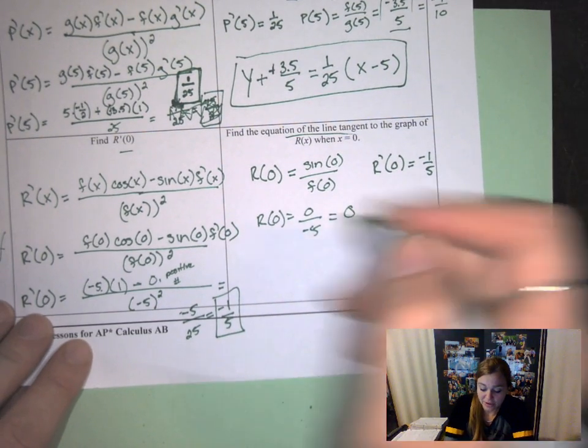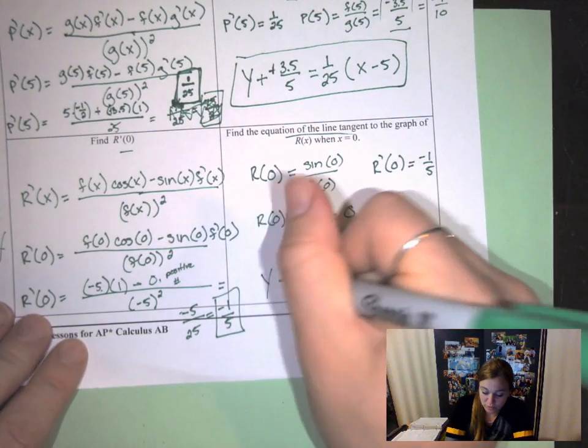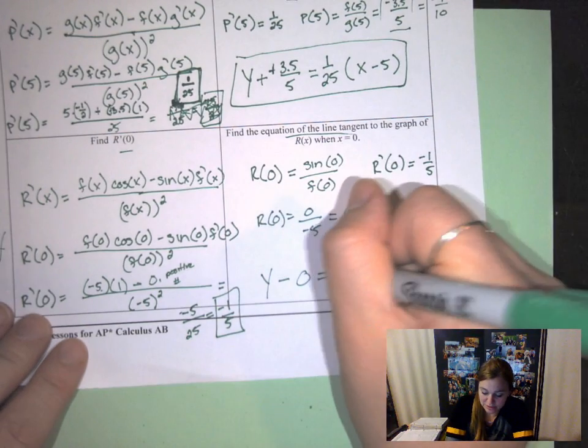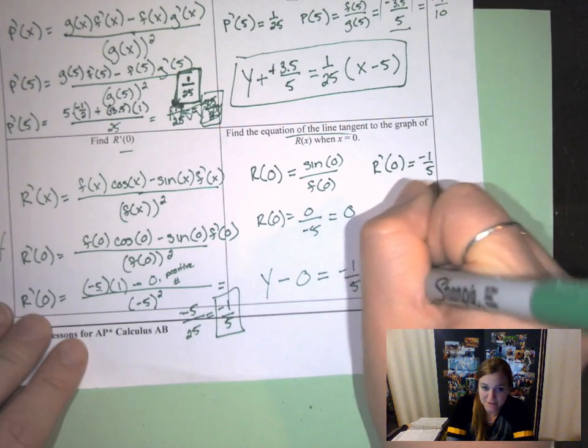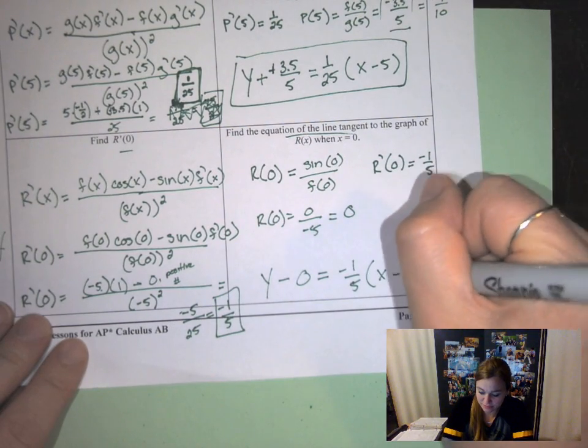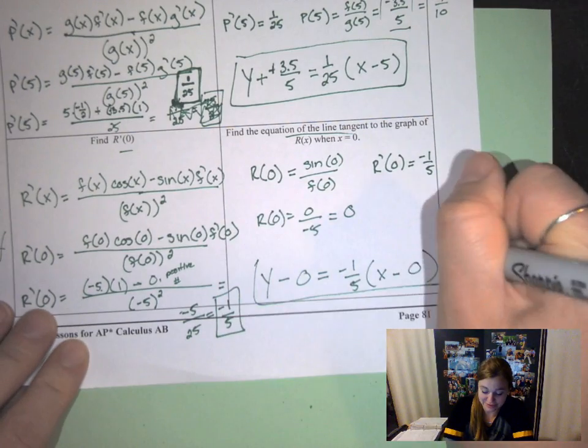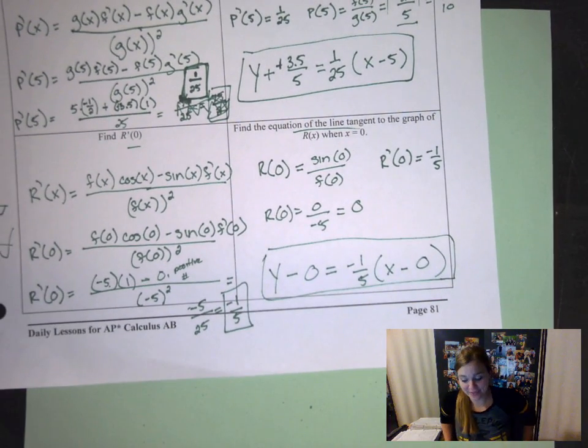Not good. Okay, so I'm going to say y minus y1 is equal to m times x minus x1. You could definitely simplify that, or you could definitely keep it the same.